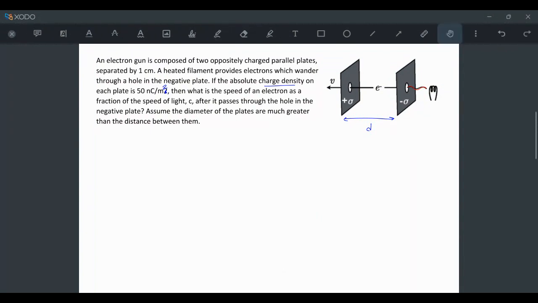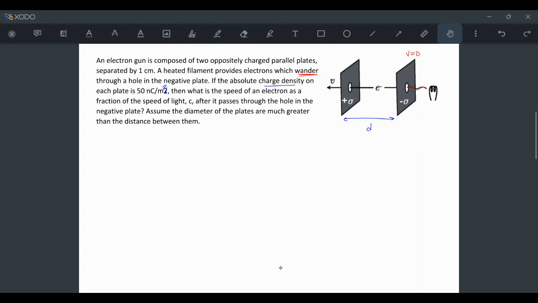They have no real significant velocity, so what we're going to assume is that at this side, v is equal to 0. That's implied by the phrasing here, wander. It's not really moving with any appreciable initial velocity, so we're just going to assume the initial velocity is 0. The electron has a negative charge. The quantity of charge is e, the sign on it is negative.